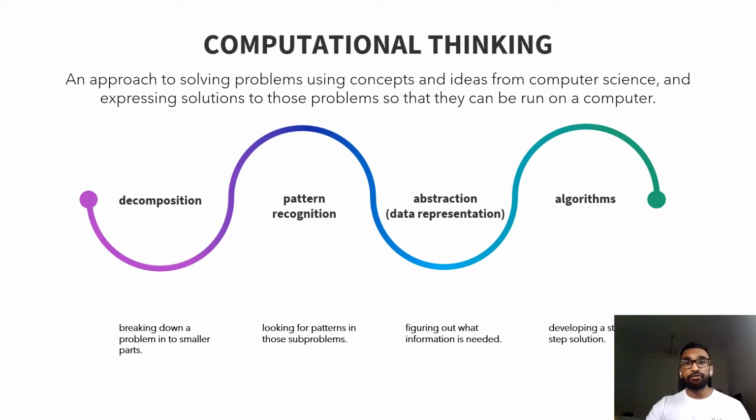This leads us to the four pillars of computational thinking as illustrated here: decomposition, pattern recognition, abstraction or data representation, and finally algorithms. Computational thinking is part of the problem solving process that ends with writing a program. But before we do that, we have to know how to approach the problem and how to develop a solution and what the computer is capable of.